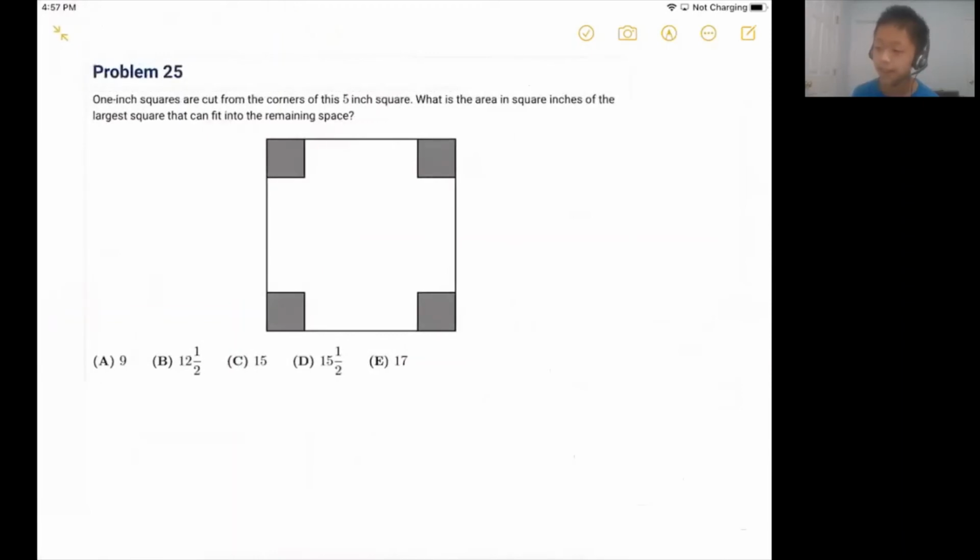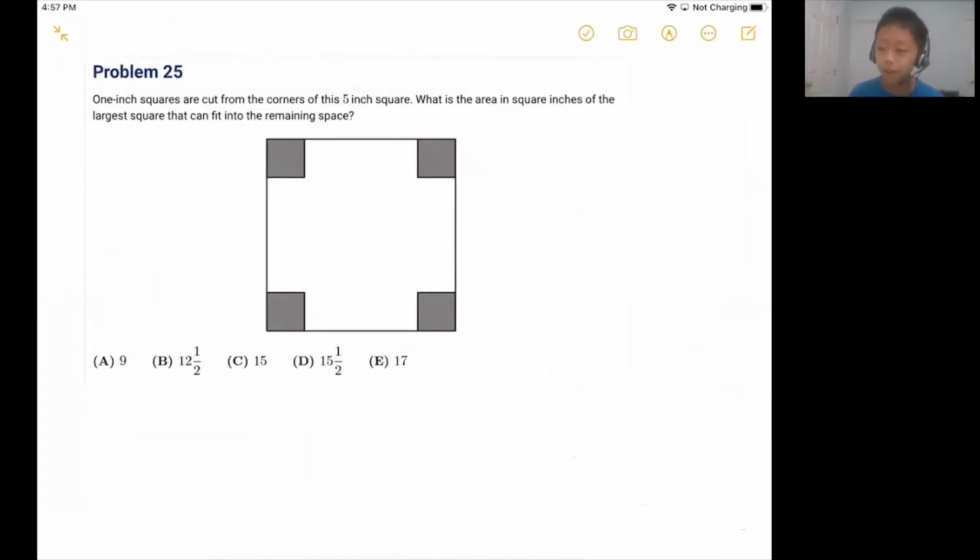Question 25 says we have 1-inch squares that are cut from the corners of a 5-inch square. And we want to know what is the area in inches of the largest square that can fit into the remaining space. So this could be a pretty tricky problem.